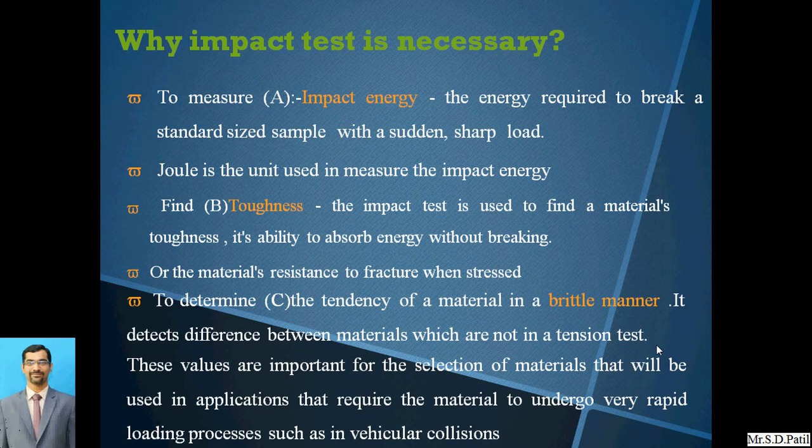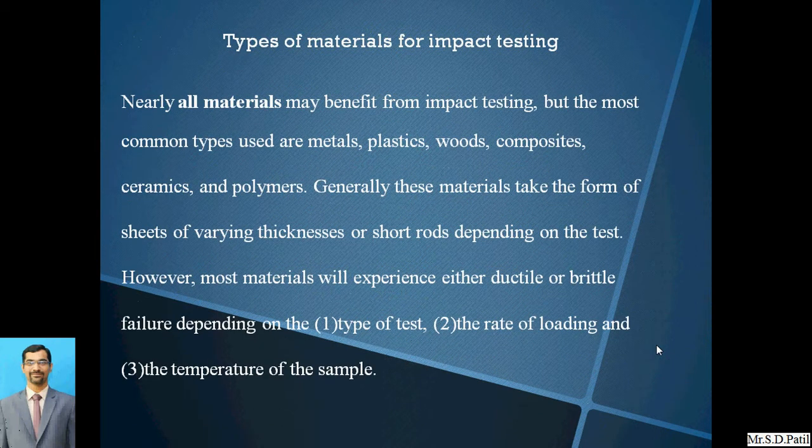Toughness is the ability of a material to absorb the maximum energy, so we can check it with this test. It determines the tendency of a material to behave in a brittle manner, and it detects the difference between materials that are not distinguished in the tension test. So we get these kinds of things with this. Now there are generally a few types of this test.